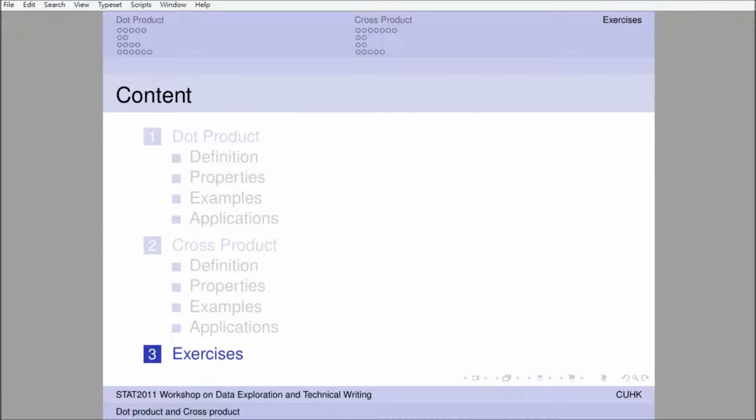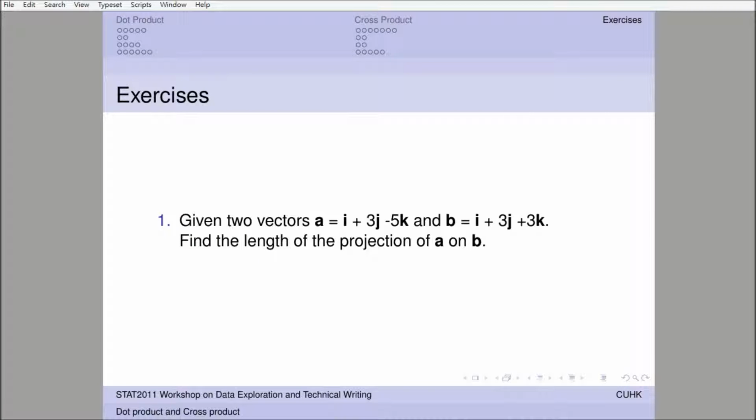Now, we have finished the tutorial part. Here are some exercises with solutions behind.